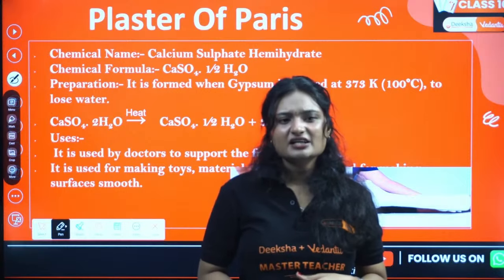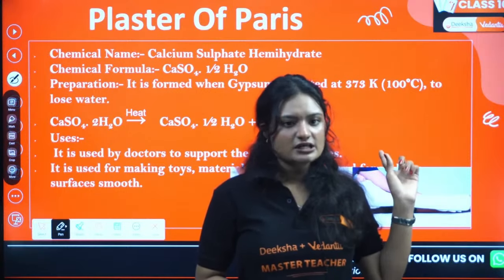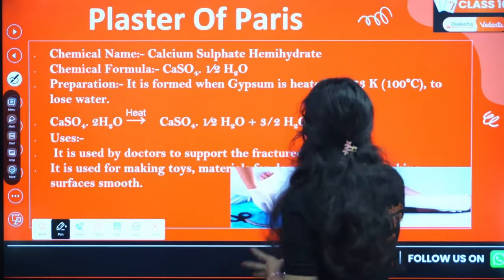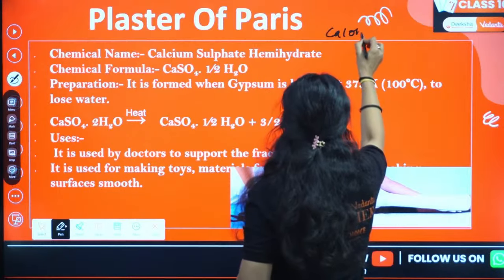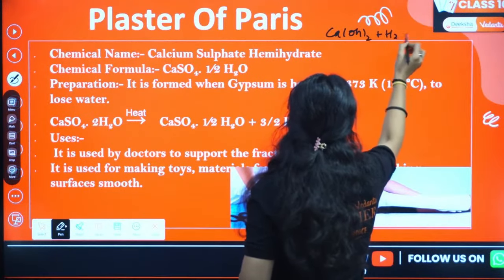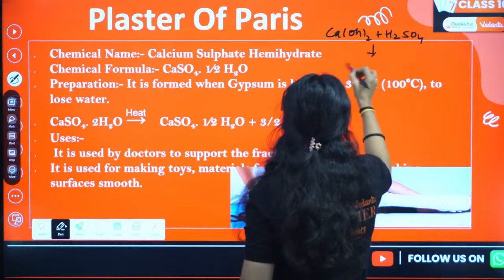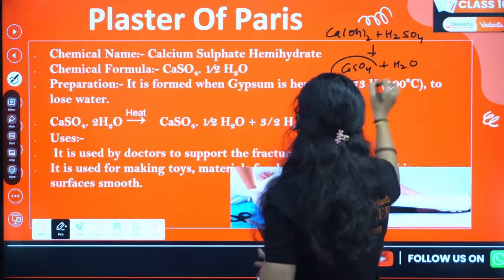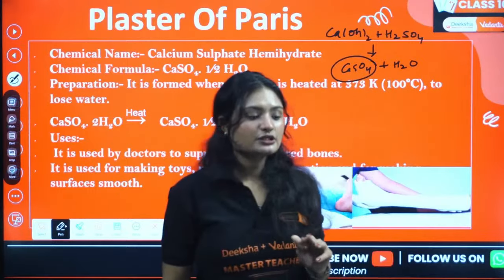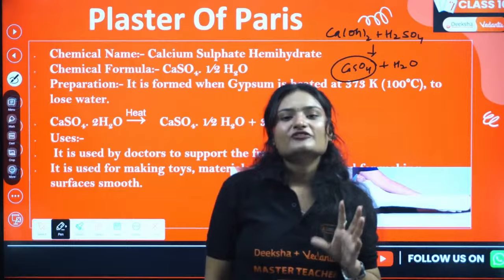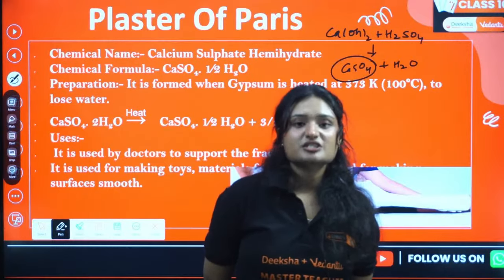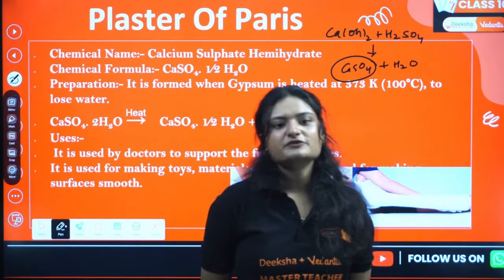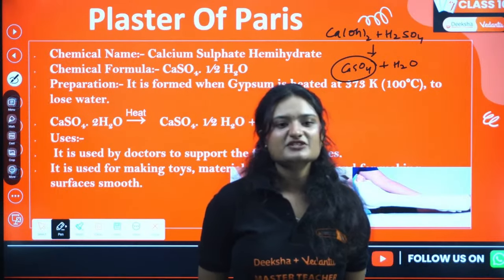Calcium sulfate dihydrate. Calcium sulfate is a salt, formed from calcium hydroxide and sulfuric acid. That's how you get calcium sulfate. And if you add 2 water molecules of crystallization to it, that's how you get gypsum. We call it plaster of Paris because it was developed in Paris, as the main source of gypsum was from Paris only.